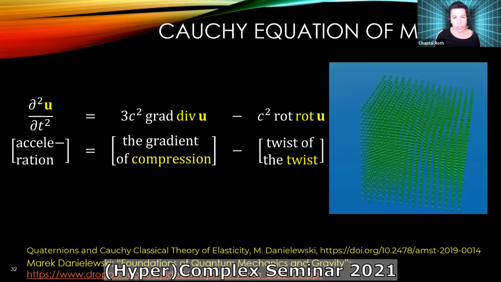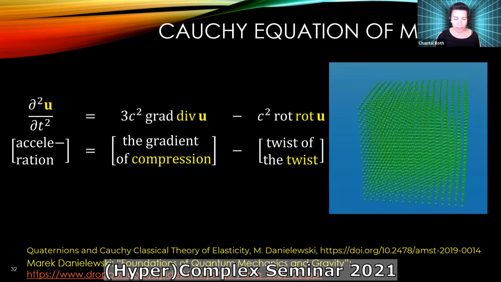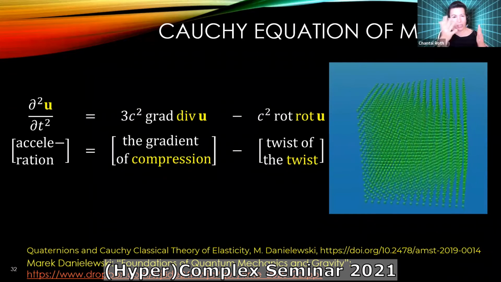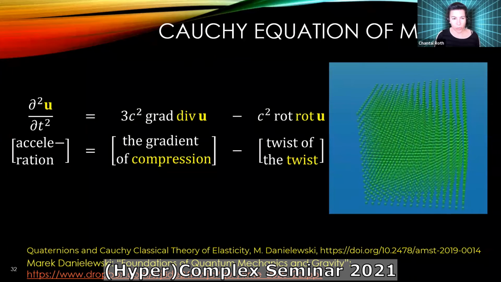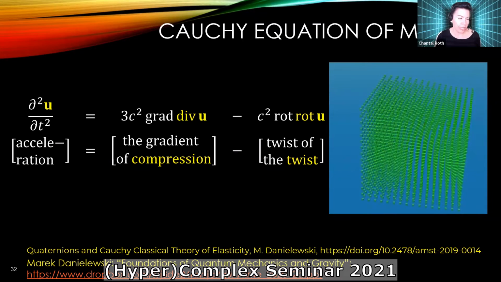So this is the equation of motion. Let me just, I think I have an animation here. Yeah, so again, this is just a simple animation of a 3D Planck-Kleinert crystal, the kinds of motion you might see there. And it's actually quite simple. The acceleration is related to the gradient of compression and the twist of the twist. We will use this as a basis to derive the wave equations.